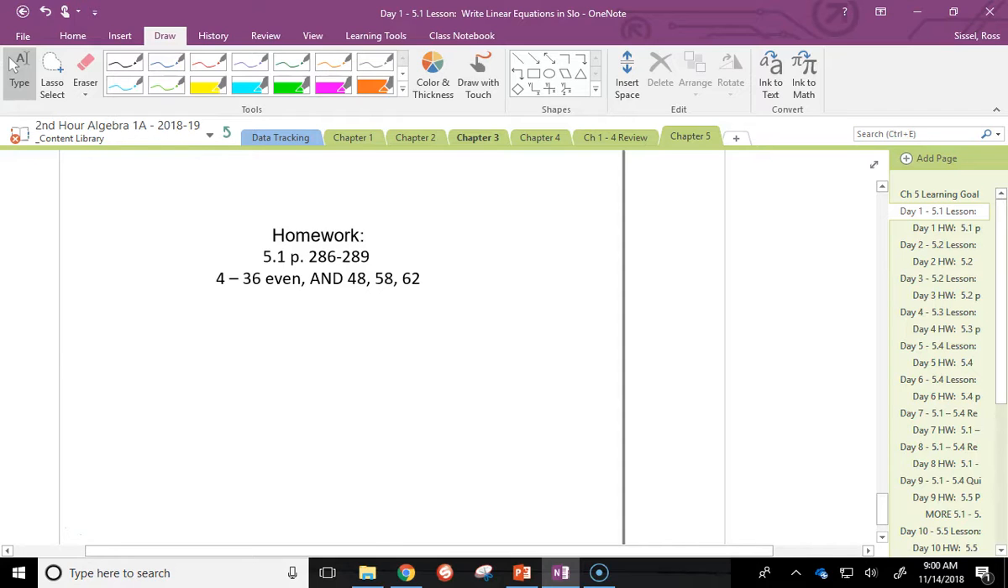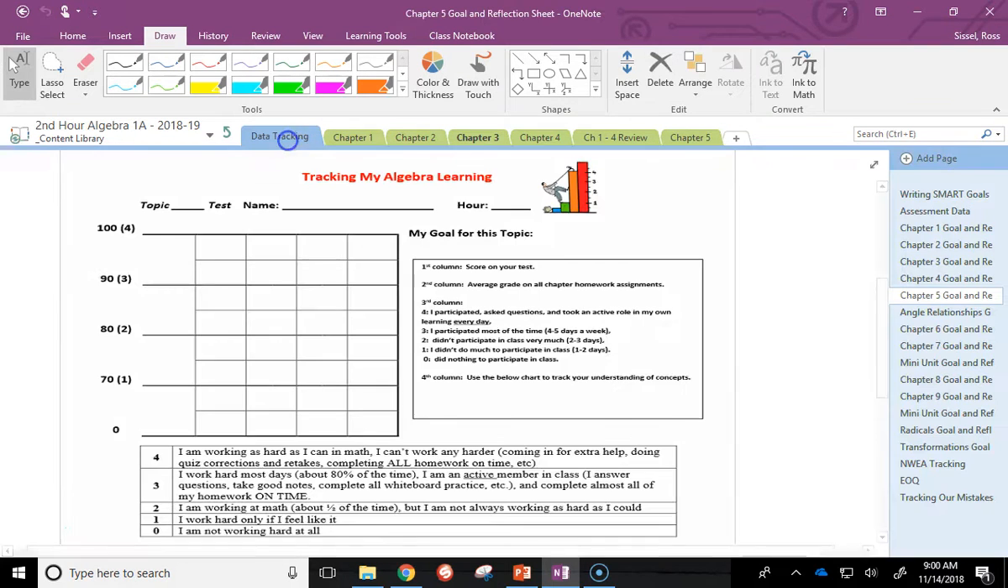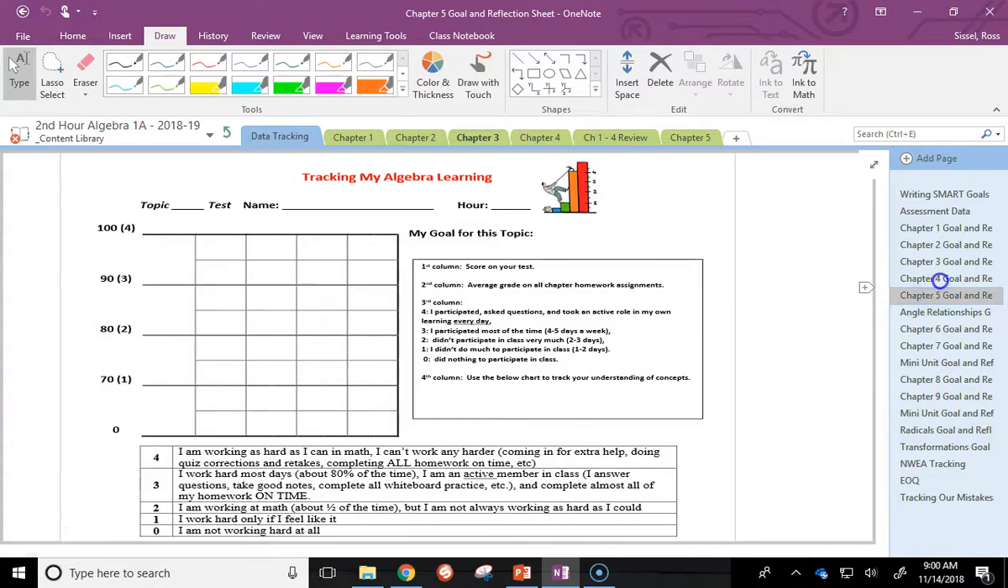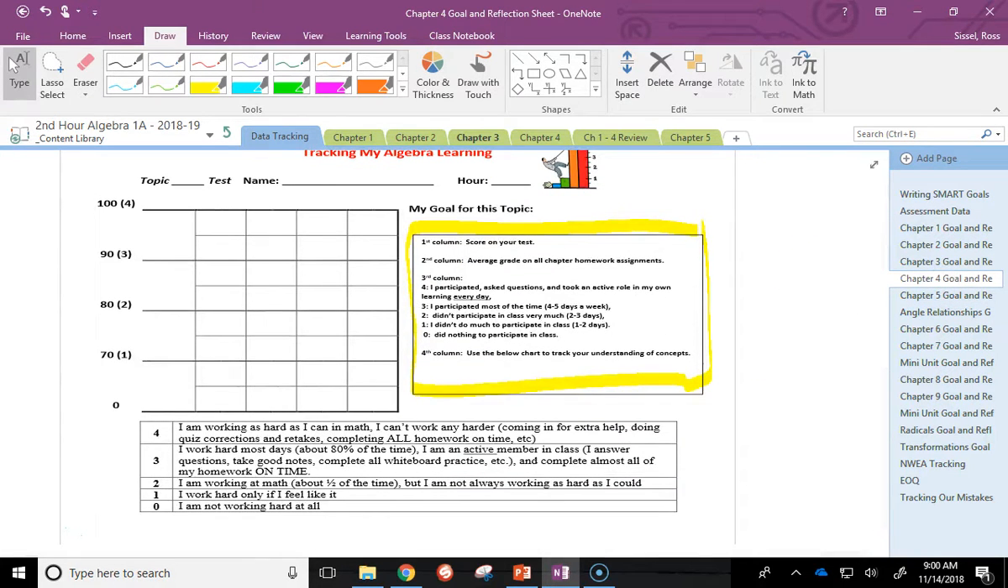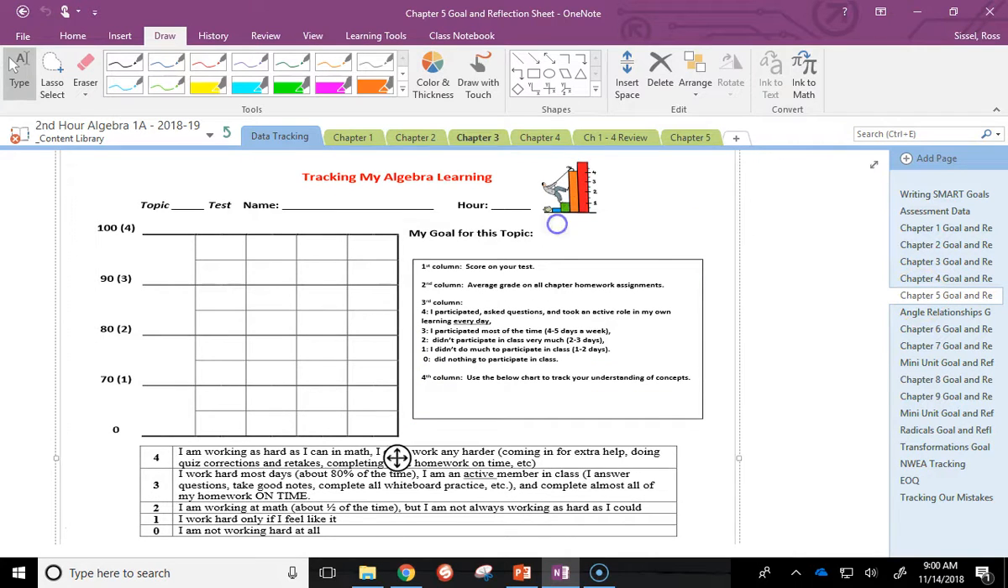Your other homework, do not forget, Chapter 4 Reflection. I'm giving you Starbucks if you get that done on your data tab. And Chapter 5 Goal is due. That's going to be a completion grade. Every day that you don't do that Chapter 5 goal, I'm going to take points away for not setting that goal. Remember, they're both under data tracking. Chapter 4, here's your reflection, the 4 columns. Chapter 5, all you have to do is tell me your goal for this chapter.